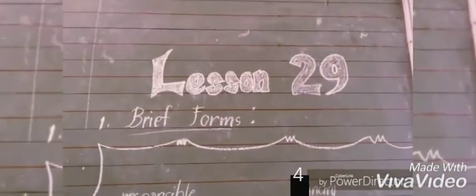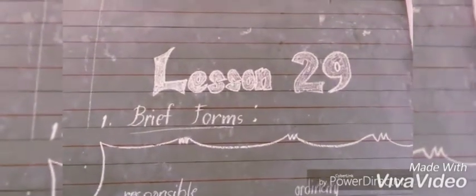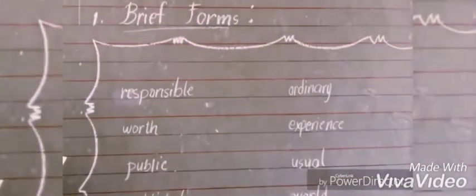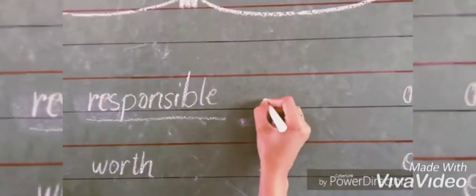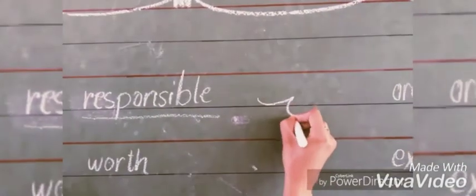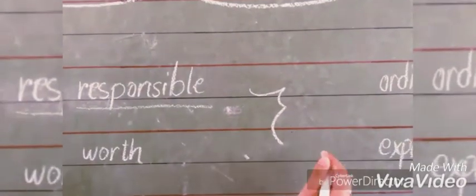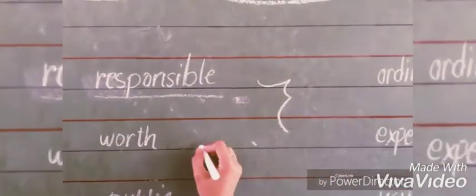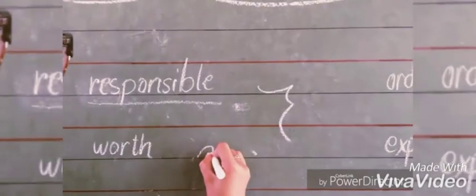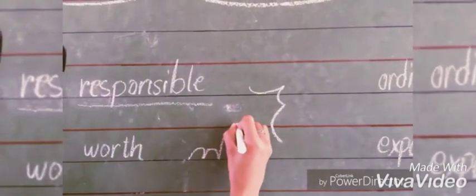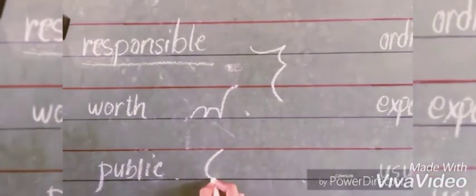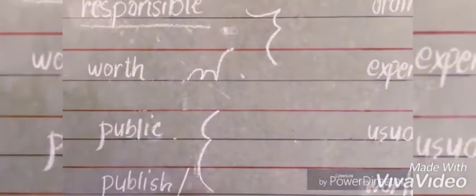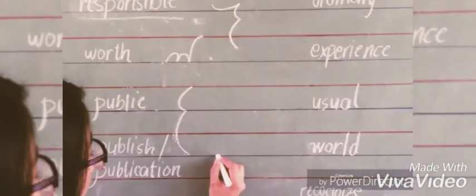Brief forms. Principle number 1. Here are 9 more brief forms for very common words. The word responsible is represented by R, S, and P. The word represented by OO, U, and over IPH. Public is represented by P and B. Publish and publication are represented by the same stroke.